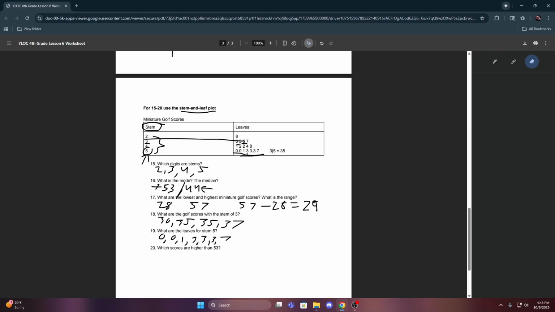That's covered there. And which scores are higher than 53? So we know that we're already in the 5s, which is the highest value, and then the 3s. And the only thing that's higher than that is 7 here. So the highest score is going to be 57, and it's higher than 53.